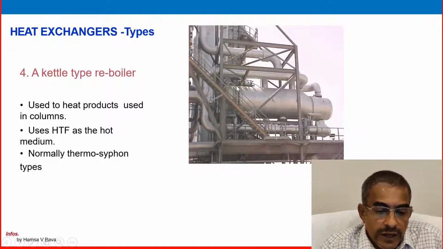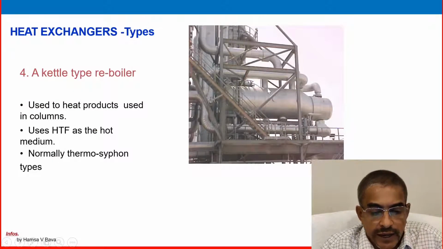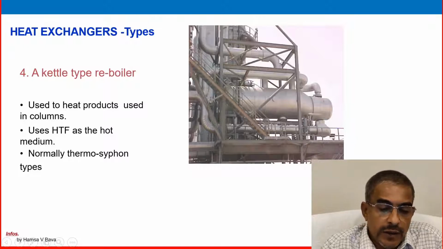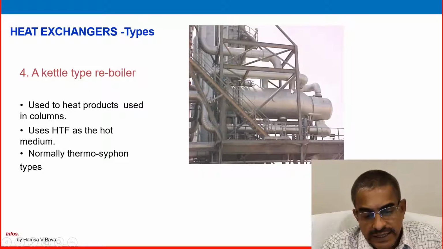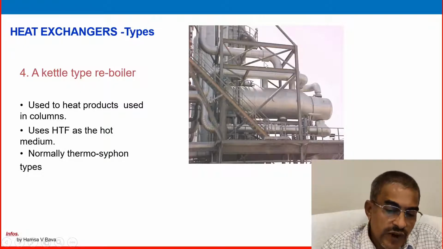Another type is a reboiler. It is heating at high temperature, and in most cases one fluid is changing its phase to vapor. That is why it is called a reboiler. It is used to heat product in columns. In a distillation column it is used.